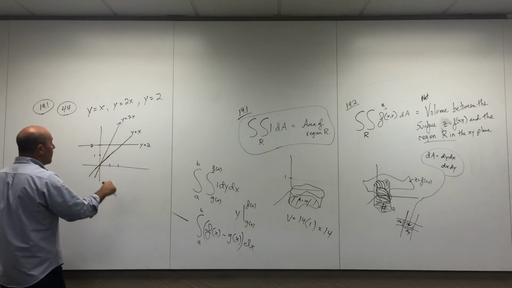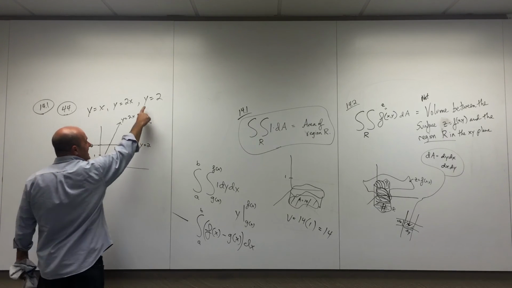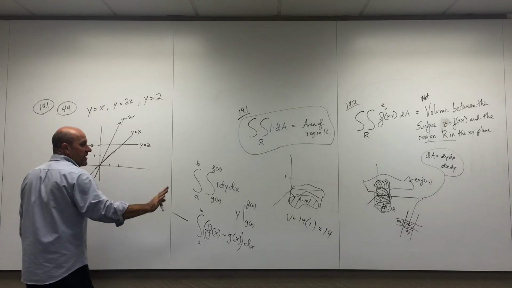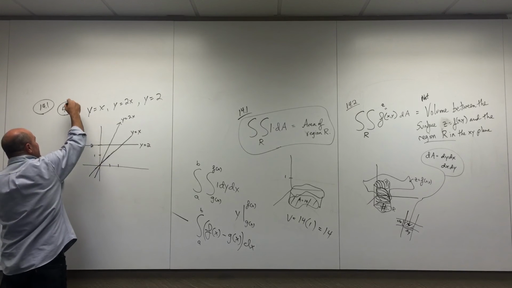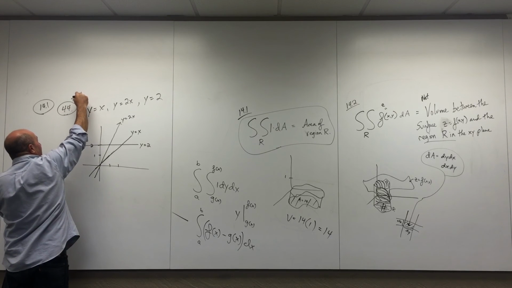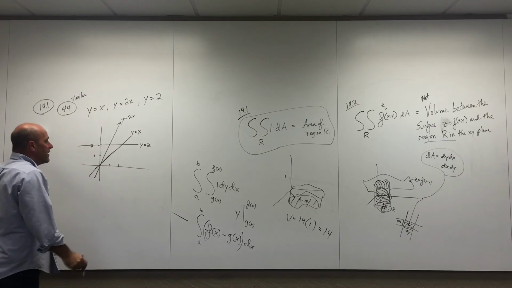We're going to go with this. You know, 44 actually said x equals 2. I read it wrong. So hang on, this is not 44. This is similar to 44. I made up my own problem here.